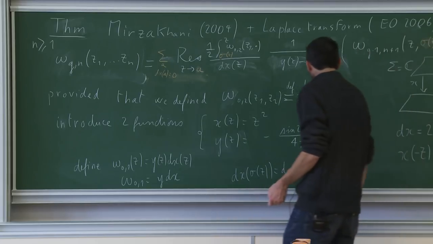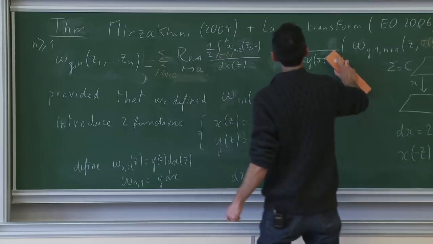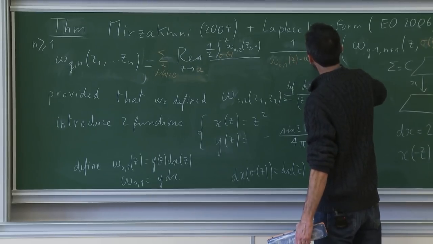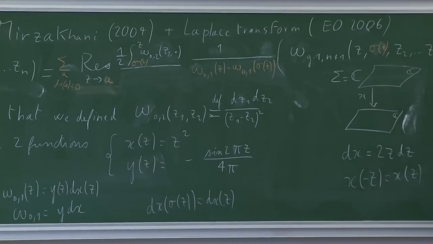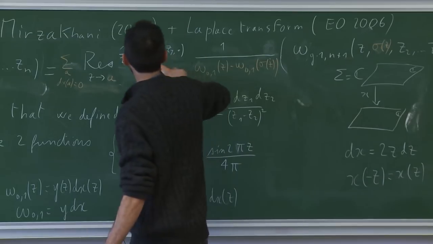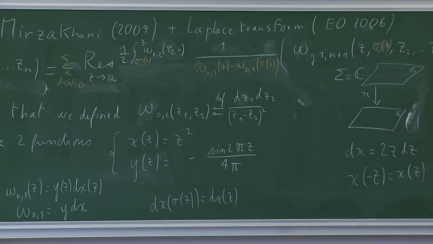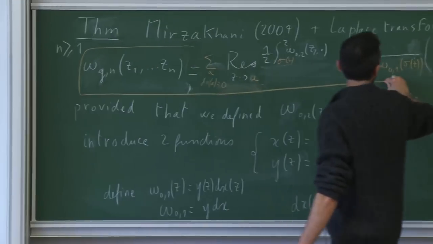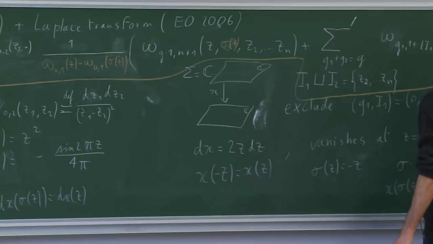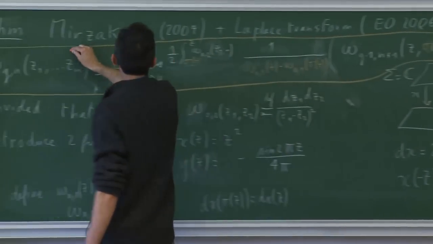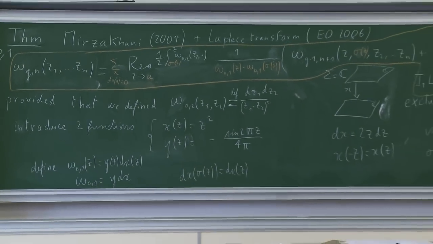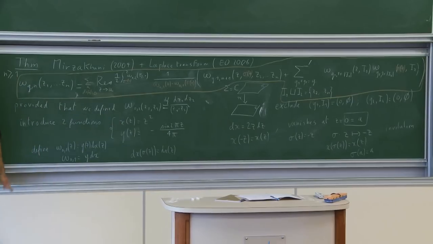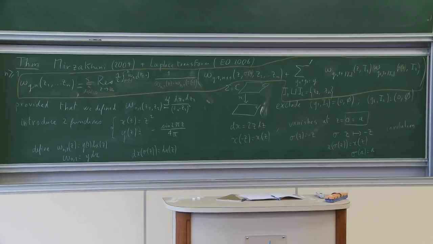And so now replace this. So put the dx together, and here define omega 0,1 of z minus omega 0,1 of sigma of z. Okay. So you see that now in this way, all the ingredients you need. So it's just a rewriting of Mirzakhani's recursion, but in a way that we could hope to apply to other choices of x, y, and so on. Okay, so now let us make a true definition corresponding to that.